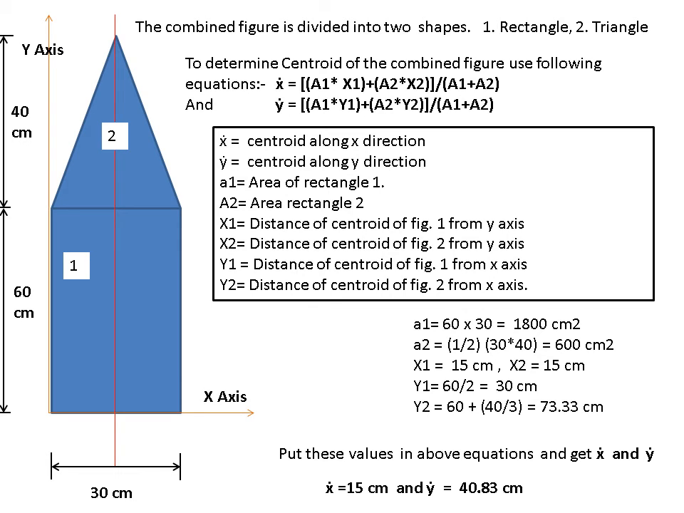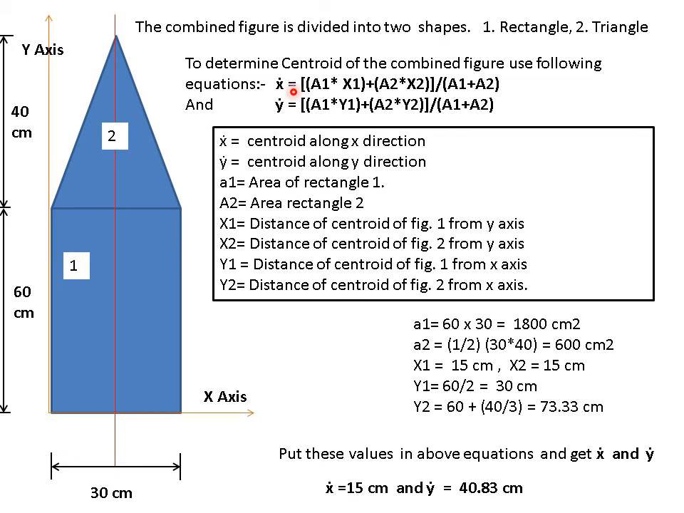This is the next diagram. This is a combination of a rectangle and a triangle. A triangle is placed over the rectangle. The base of the rectangle and triangle is the same, 30 centimeter. Again, this is an isosceles triangle. The height of this triangle is given as 40 and the height of this rectangle is given as 60.